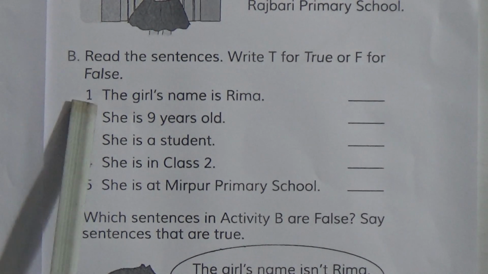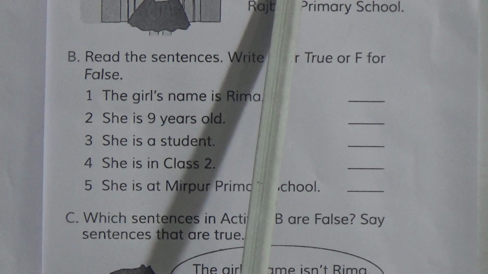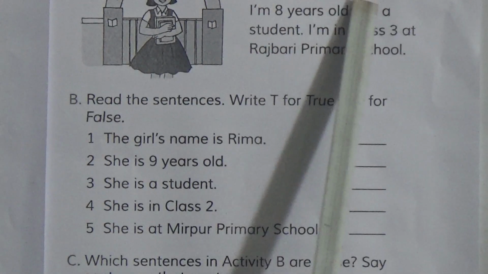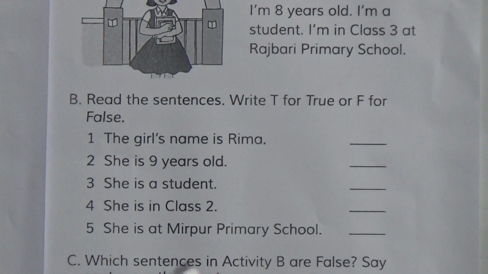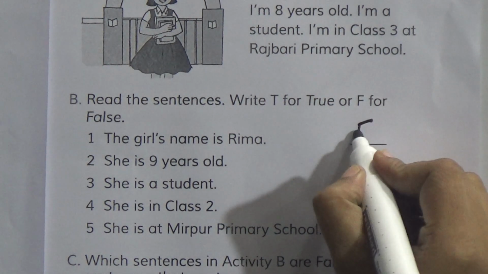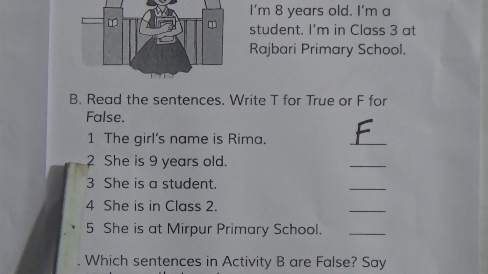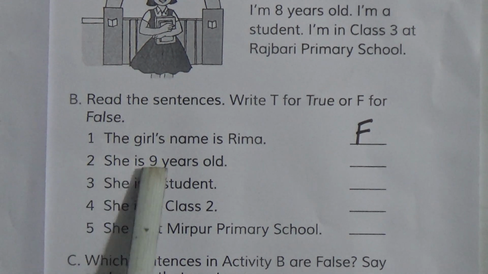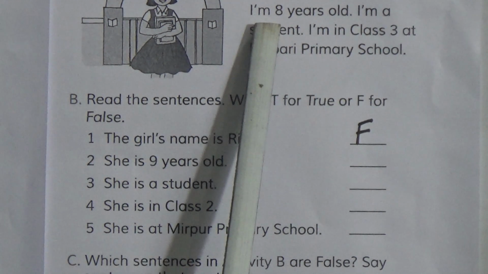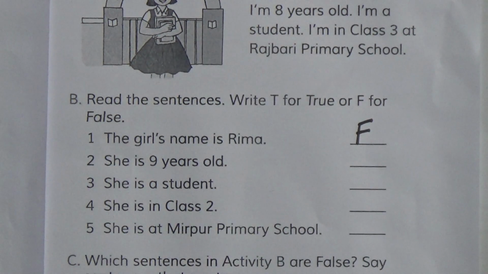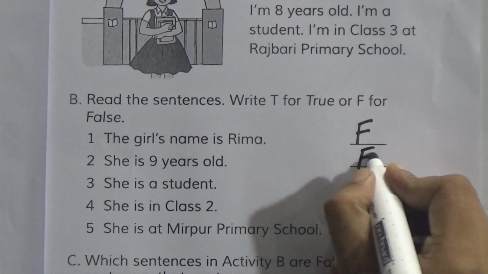Okay. Number 1. The girl's name is Rima. But here in the text it says she is Ria Islam. So this information is wrong. So we will write F for false. Number 2. She is 9 years old. But in the text we can see that she is 8 years old. So this is also false. Let's write F for false.